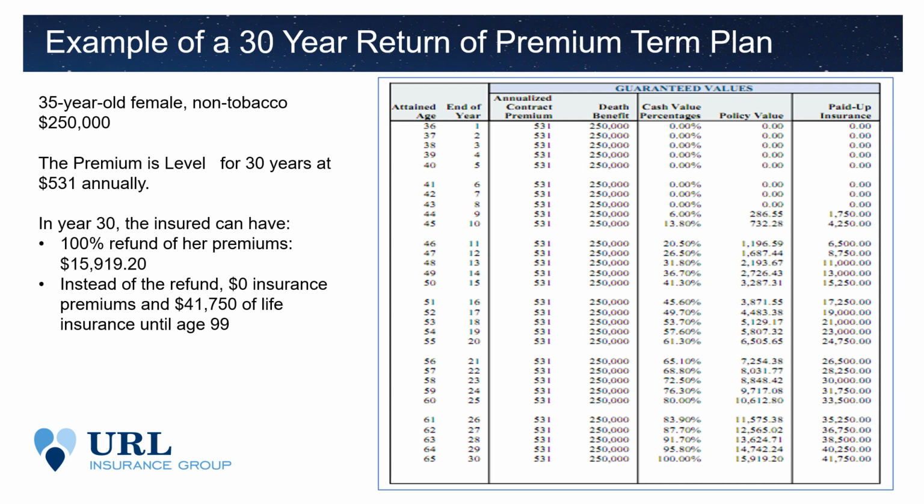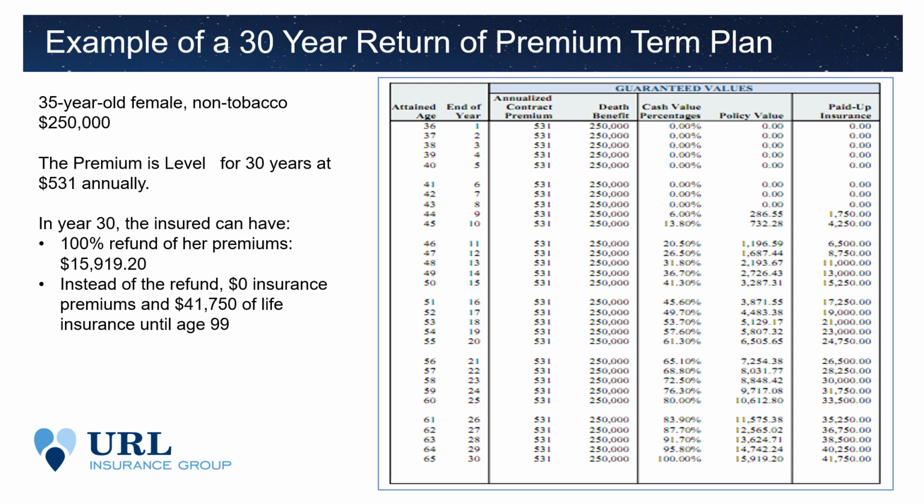So after the 30 years, her death benefit, she could choose to reduce to $41,750, have no more premiums, and she'll have that coverage until age 99. Or she could take her policy cash value out, 100% of it in the 30th year, and walk away from her policy. She also has the ability to convert her policy. She'd also have the ability to surrender her policy early and get some cash value back or some paid up life insurance, a lesser amount.